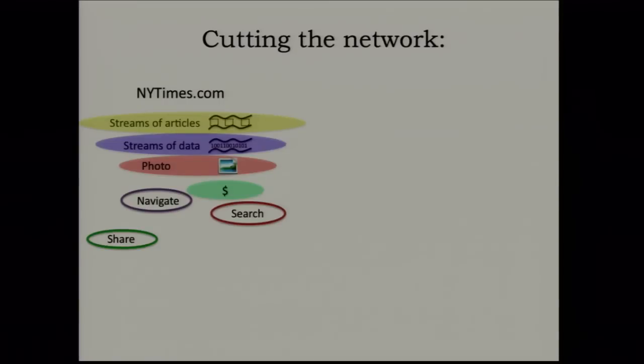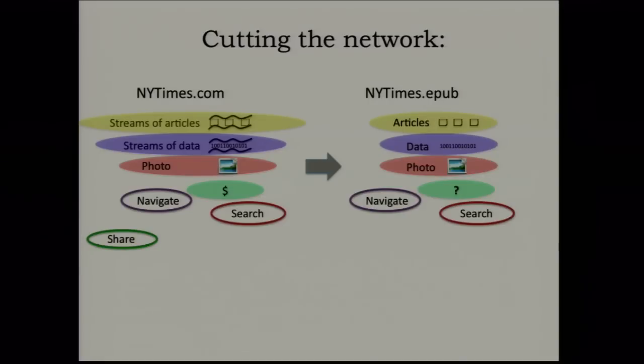And what kind of stuff have we had to take out? Well, this is what NewYorkTimes.com consists of, just from before. And when we convert it to an EPUB, instead of the streams of articles, we just have articles. Because all the resources have to be contained in the package, you're not getting streams anymore. You just have orchestrated arrangements of articles and photos and data. And the actions you can still put there with EPUB 3 are navigation and search. A little bit harder to do is share in the context of just the container. You need a reader platform to start doing that kind of stuff.